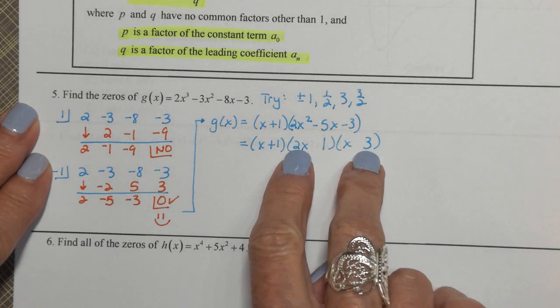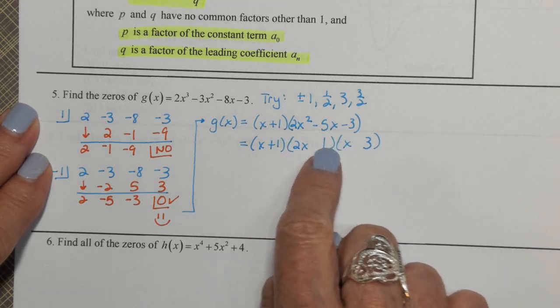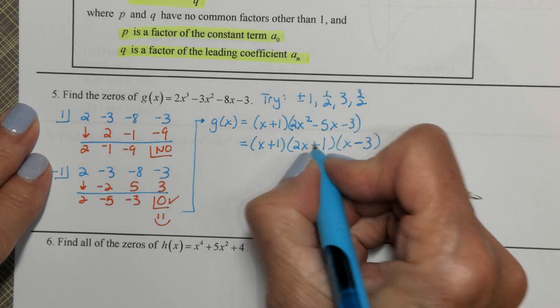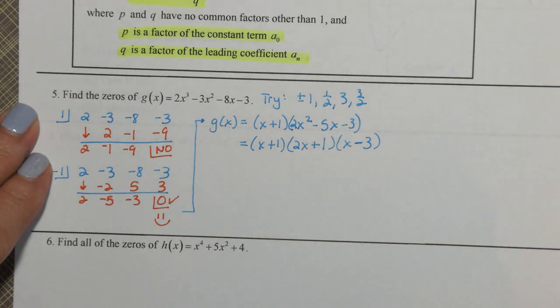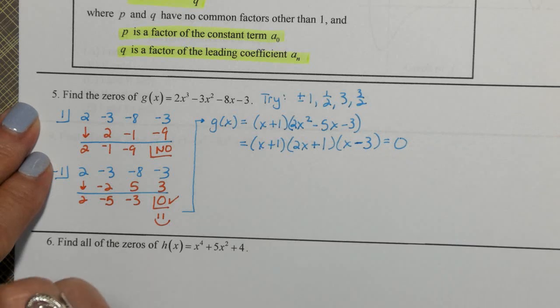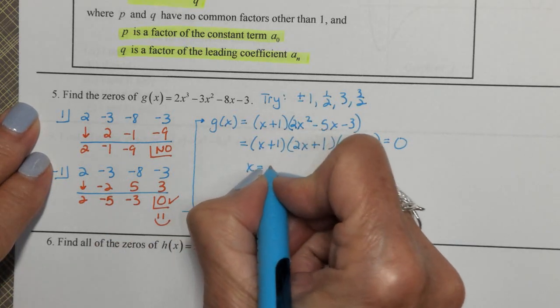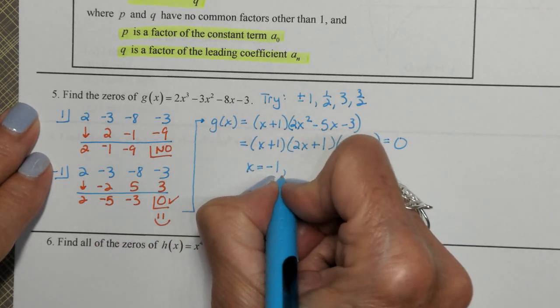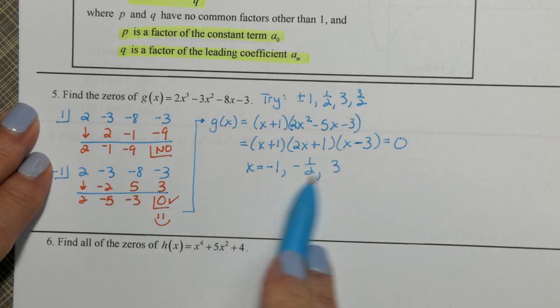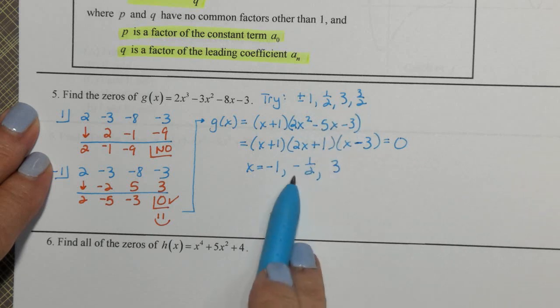2 times 3 is 6. And if I subtract 1, I do get 5. I need this to be a negative and this to be a positive. And that's going to work. Great. So we're finding the zeros, so I'm setting this equal to 0. And so all of my zeros will be negative 1, negative 1 half, and 3. Notice that each of those was in that list. Okay?